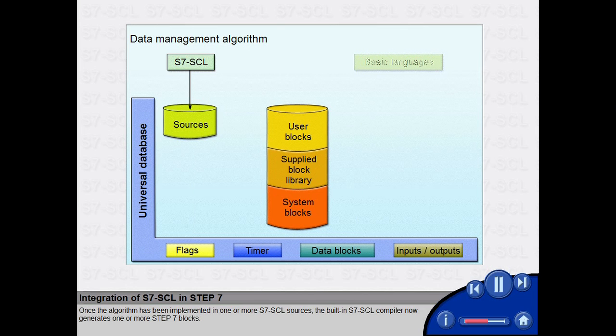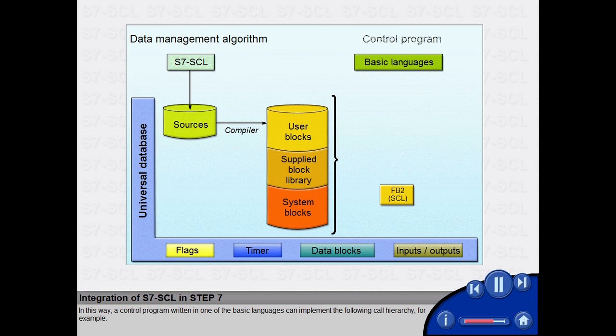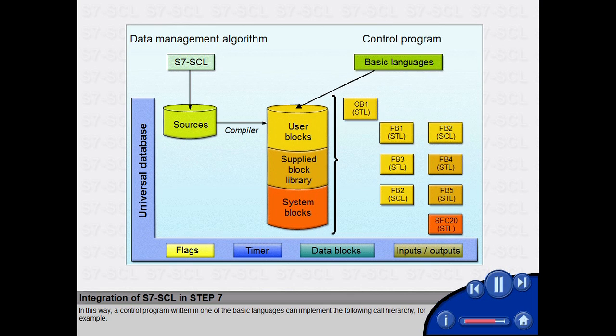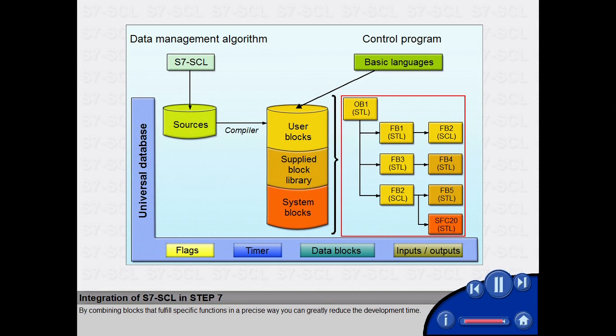Once the algorithm has been implemented in one or more S7 SCL sources, the built-in S7 SCL compiler now generates one or more Step 7 blocks. In this way, a control program written in one of the basic languages can implement the following call hierarchy, for example. The algorithm implemented in FB2 can thus be used repeatedly, and its behavior influenced by transferring the relevant parameters. By combining blocks that fulfill specific functions in a precise way, you can greatly reduce the development time.